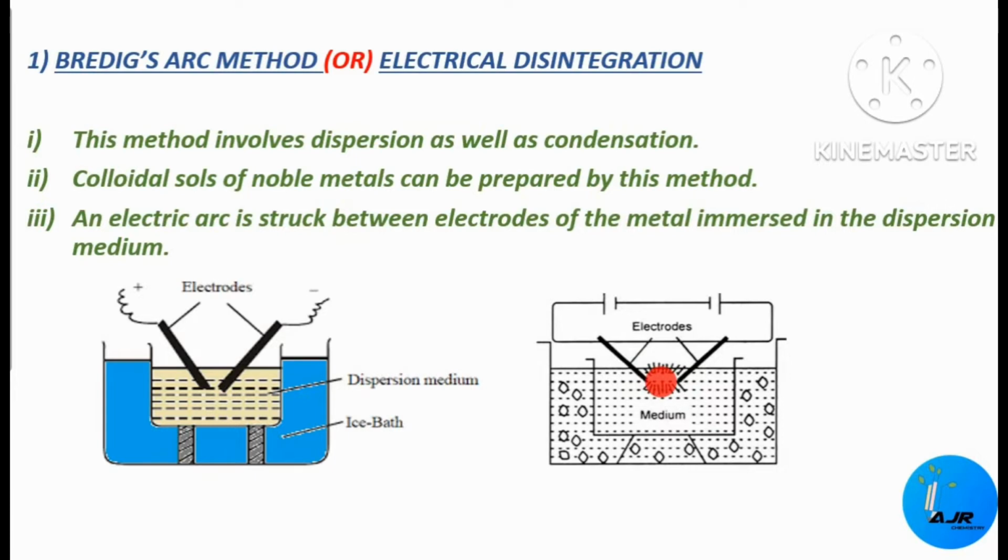When intense heat energy is produced, what happens to these electrodes? They will be converted to vapor. As soon as they are converted to vapor, immediately they undergo condensation. Why is it undergoing condensation? Because this container, which has the dispersion medium and the electrodes, is kept inside an ice bath. Since the temperature is very low, as soon as it gets converted to vapor, it gets converted to colloidal sols. So from here we can collect the colloidal sols of the noble metals. Understood? This is what happens in Bredig's arc method.